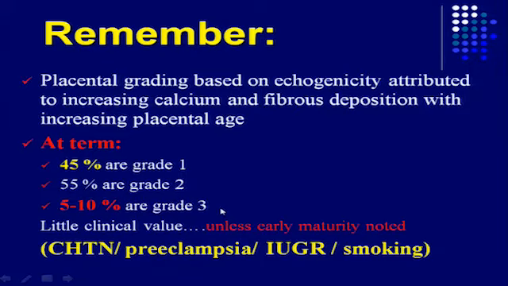So we used to think that if we could look at the placental grading, we could tell lung maturity, and that's not true. That never panned out. So it's of little clinical value. We usually look at it to help predict which women we need to test more often: your chronic hypertensive, people who are at risk for preeclampsia, your babies that are small, and then your smokers.